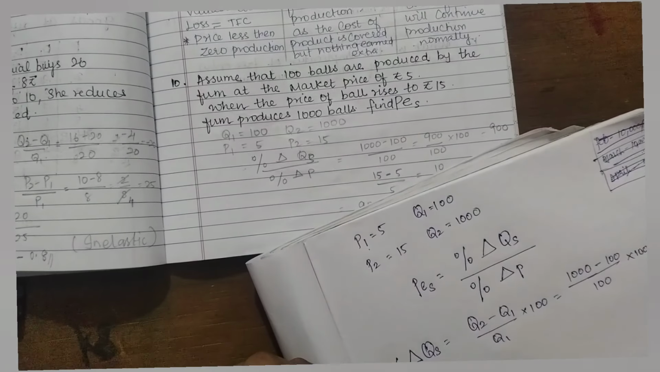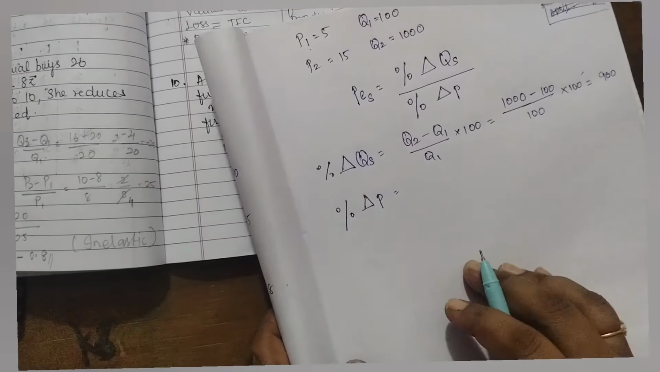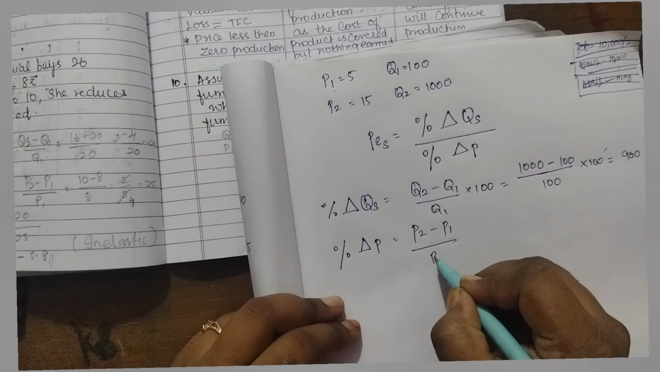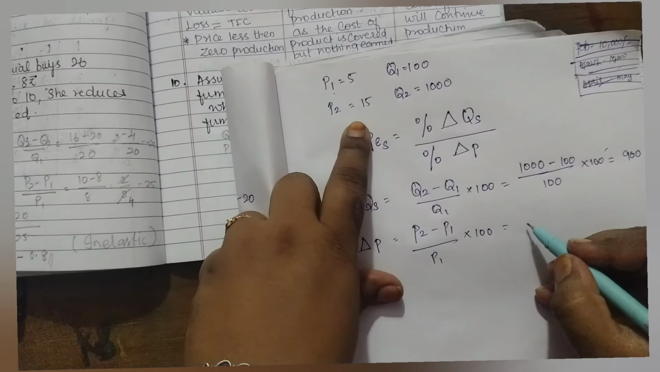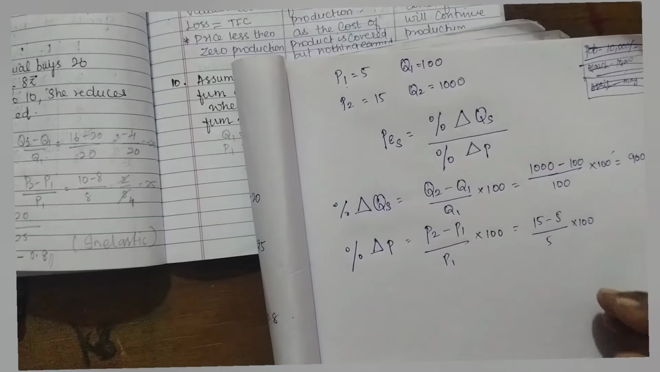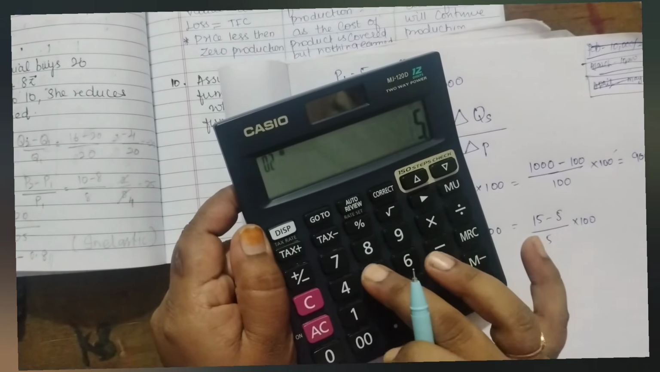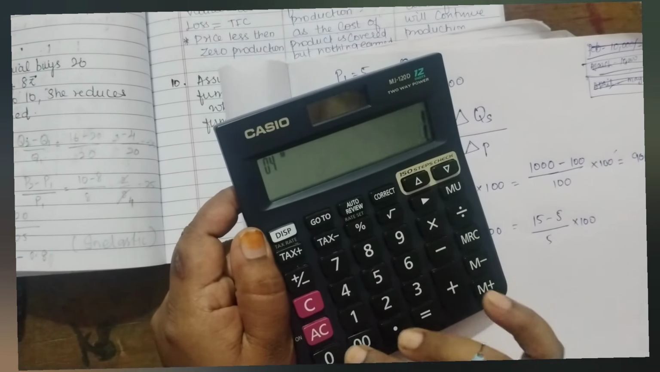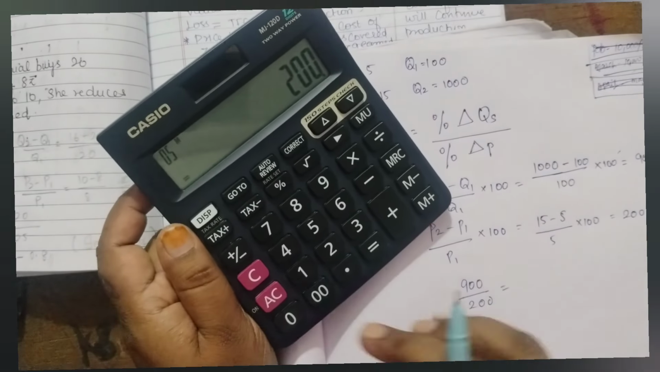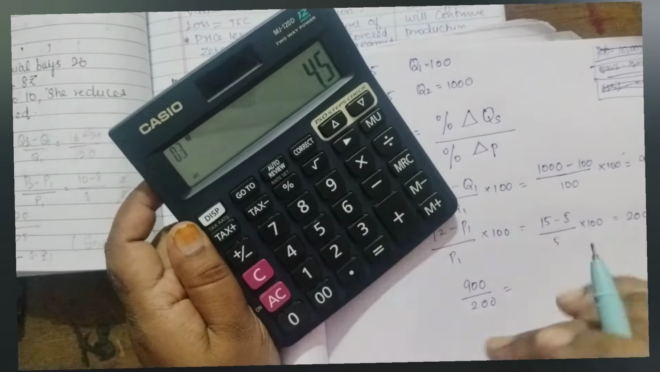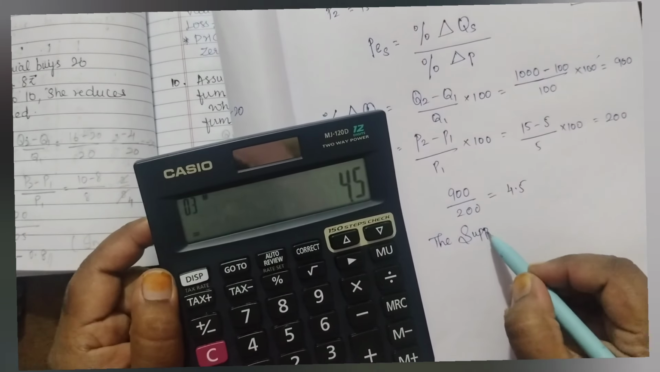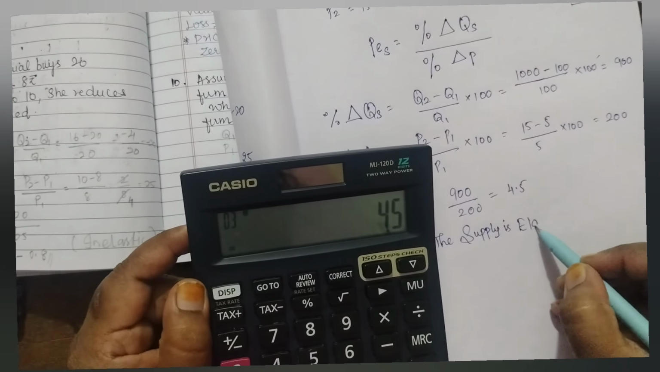And then percentage change in price. The formula is P2 minus P1 divided by P1 into 100. What is P2 here? 15 minus 5 divided by 5 into 100 is equal to 200. So 900 divided by 200 is equal to 4.5. It means the supply is elastic because it is greater than 1. The supply is elastic.